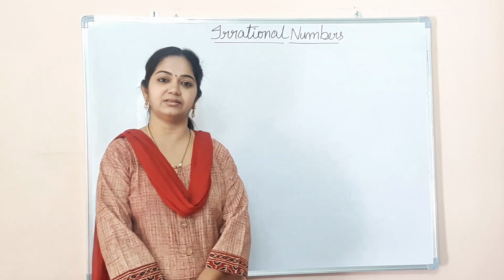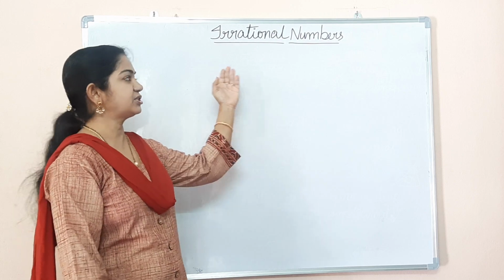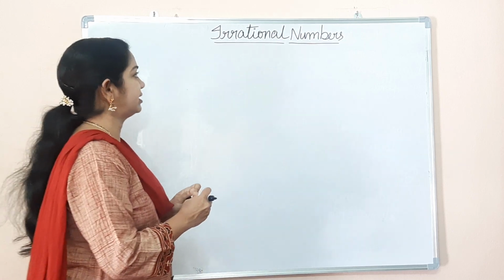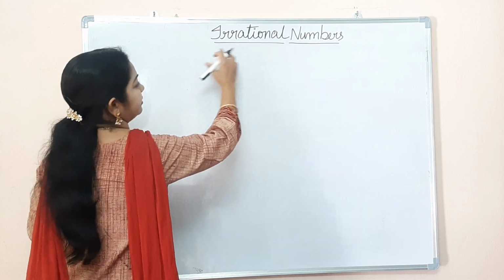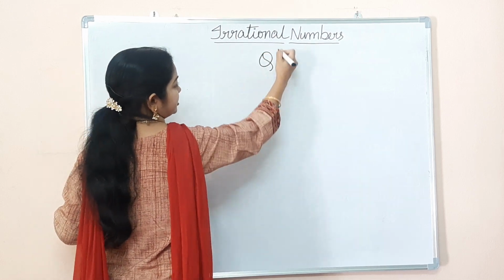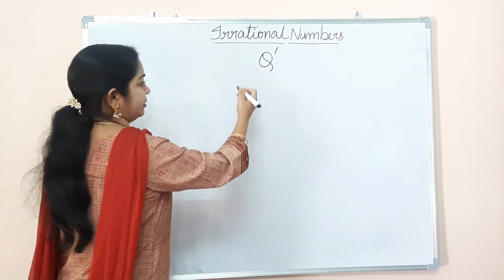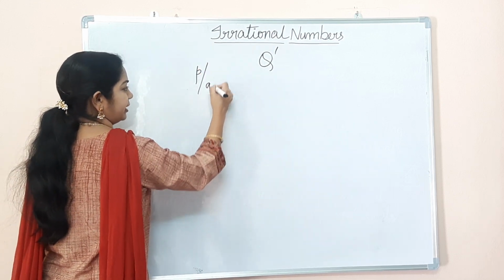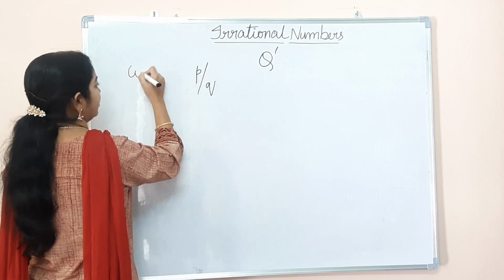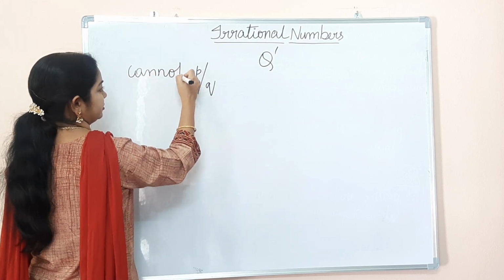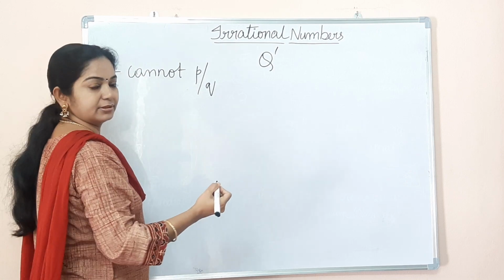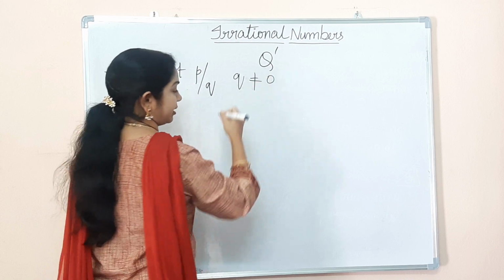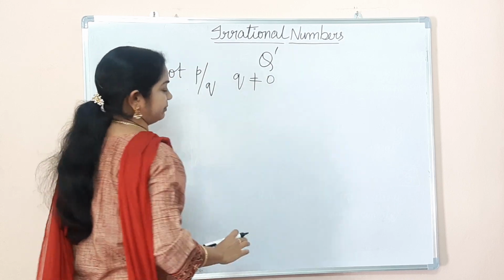In today's video lesson, we are going to learn about the irrational numbers. Okay, let's revisit our previous knowledge on irrational numbers. They are represented by Q dash, right? They cannot be written in the form of p by q, where q is not equal to 0. Because they are not rational, they cannot be written in the form of p by q.